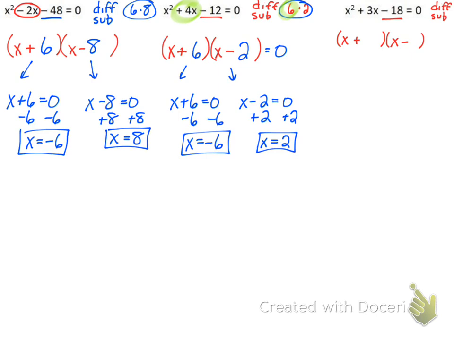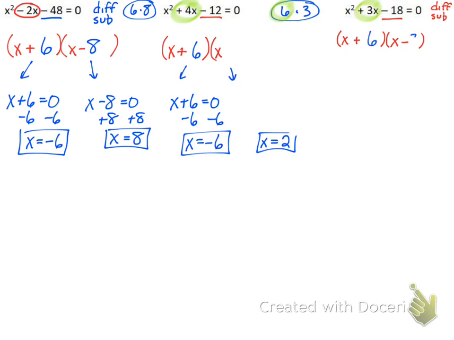I want two numbers that multiply to get me 18 that have a difference of 3. In this case, it's going to end up being 6 and 3. Again, if you don't know where to start, you always list out all your factors and find the pair that works. But 6 and 3 will multiply to get me 18. They also have a difference of 3. And so, again, the bigger number, which in this case is 6, is going to be the same sign. And so I'm going to put in there a positive 6 and a negative 3.